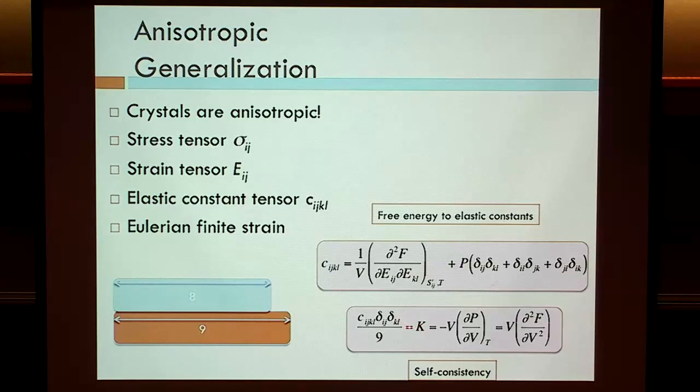And then, of course, the bulk modulus is related to the volume derivative of the pressure, which is related to the second volume derivative of the free energy. So you can go back and forth from free energy to elastic constants.